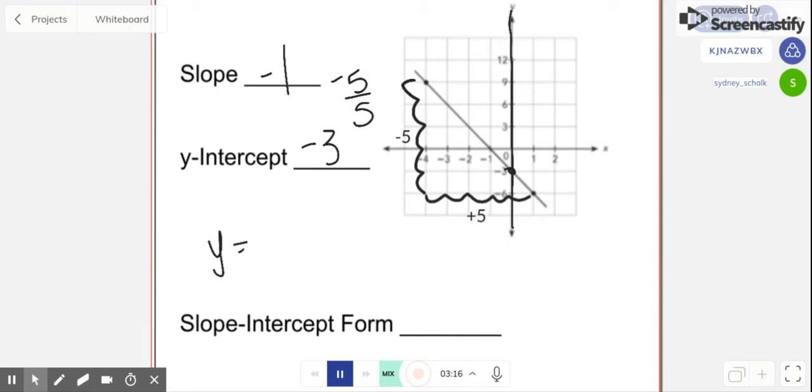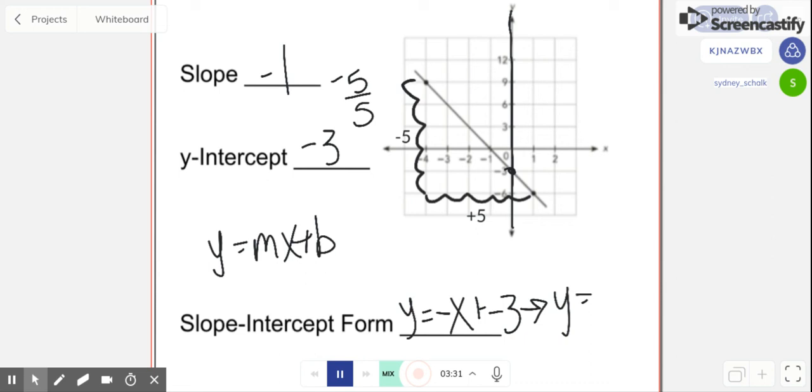So with my slope-intercept form, y equals mx plus b, I'm plugging in that negative 1 for m, or just negative x, plus negative 3. And we want to rewrite that in simplest form, which would technically be y equals negative x minus 3. So there's my answer.